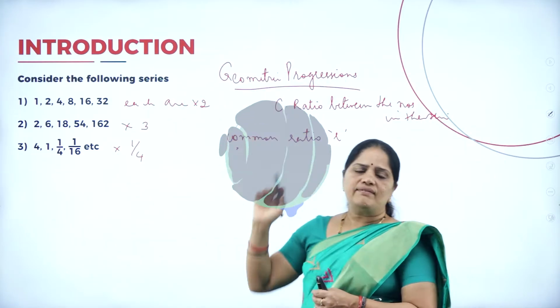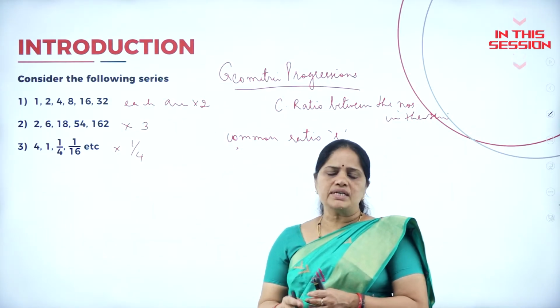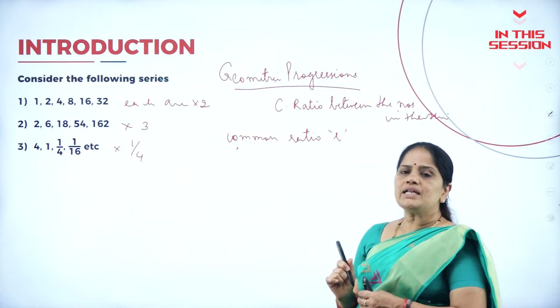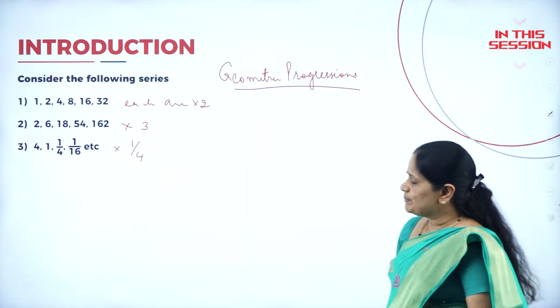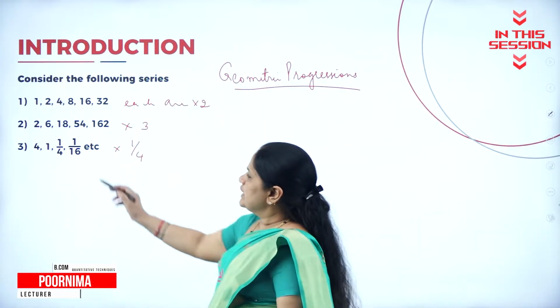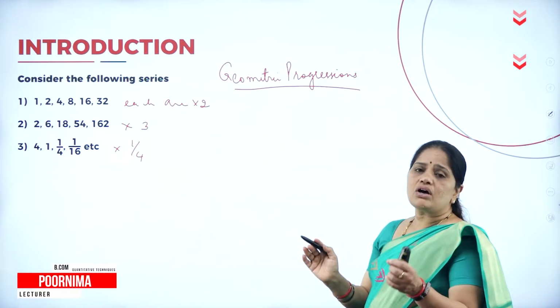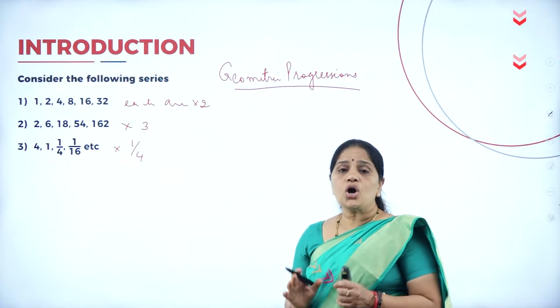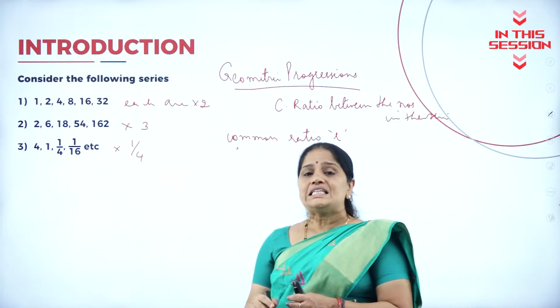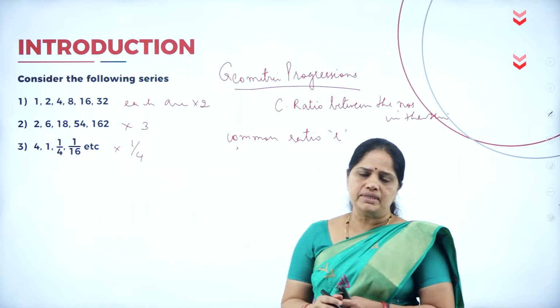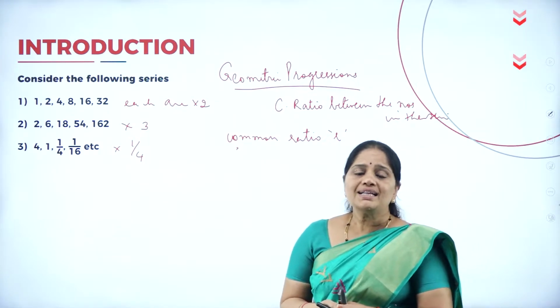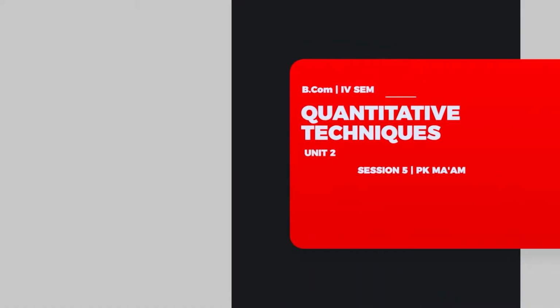So whenever we have a common ratio between the numbers, we call it a geometric progression. When you multiply each of these terms, we get the next term. So we have these series of terms which have a common ratio. When there is a common difference between numbers, we call it an arithmetic progression.